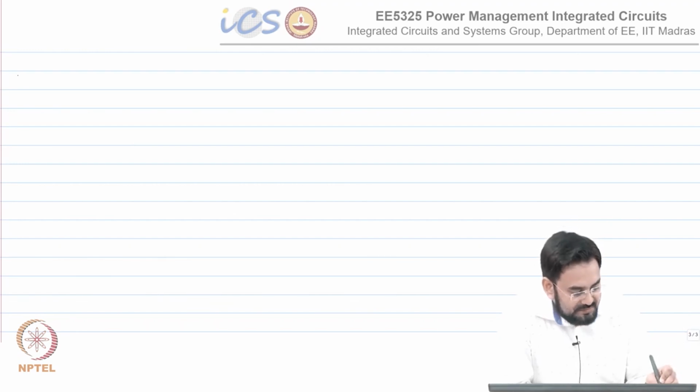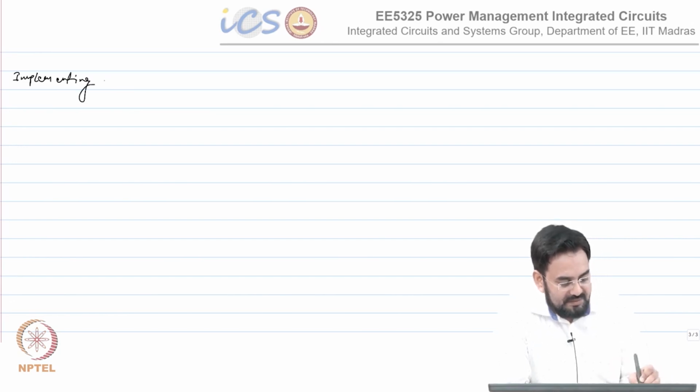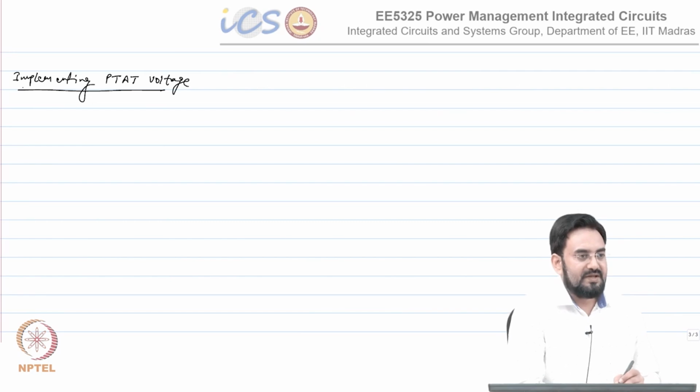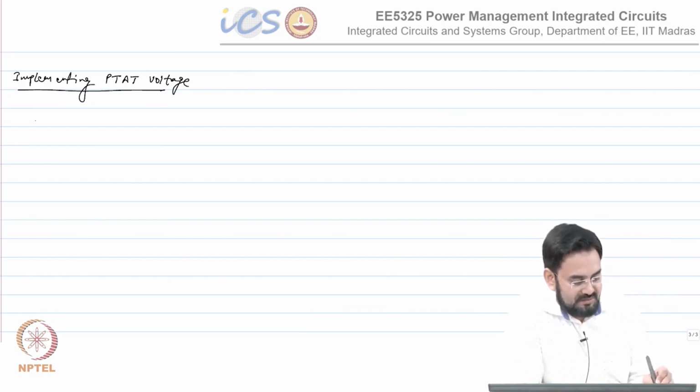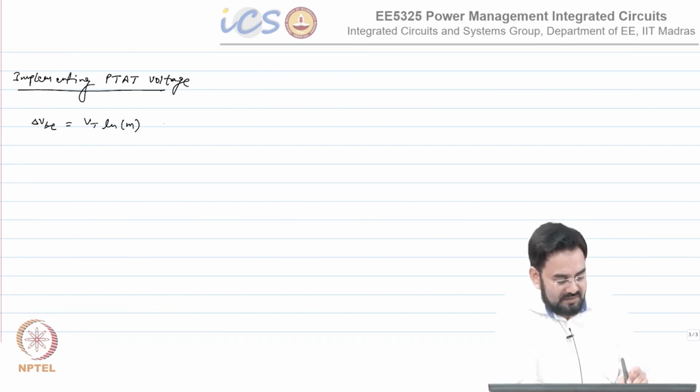Okay, so implementing PTAT. So, PTAT voltage is what? Delta VB equals VT ln m, and this is your PTAT.